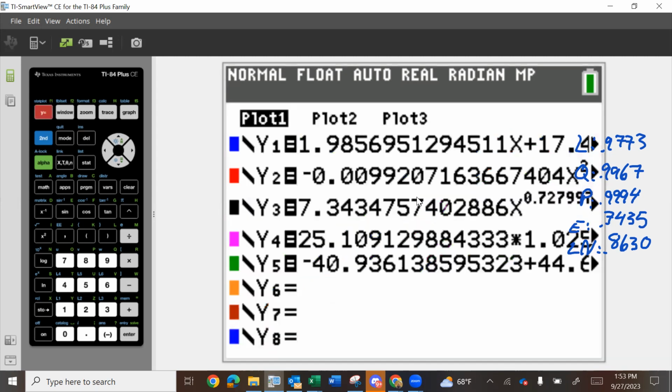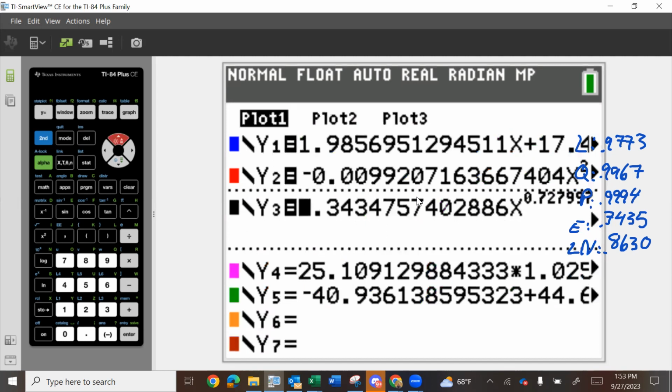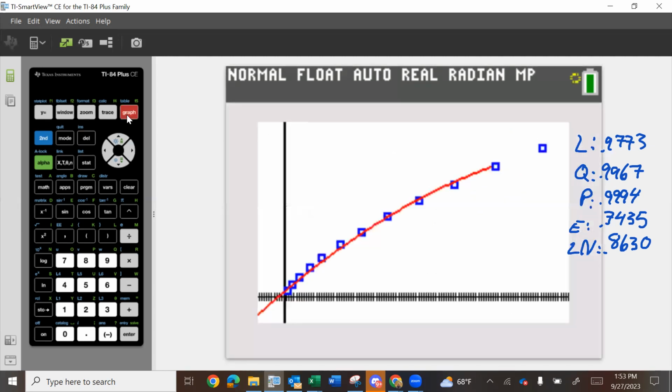Now, I could say, all right, I know that it's not logarithmic, so I'm going to hit enter right there, and that'll turn off that function. I know it's not exponential, so I'm going to hit enter on the equal sign to turn that off. I know it's not linear, so I'll turn that one off. And now I can just compare quadratic and power. So there's quadratic, and there's power. And right around the points, they're about dead on each other.